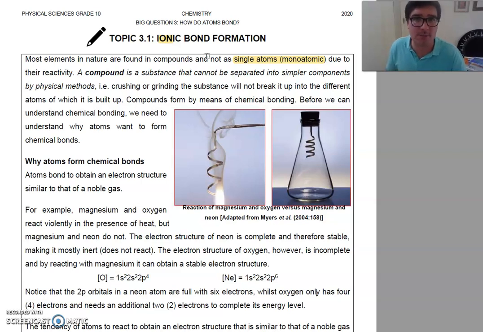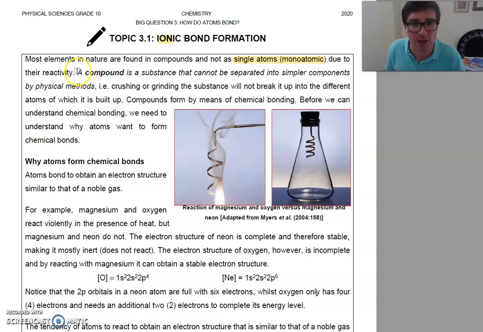So even if there was a piece of magnesium that for some reason was unreactive, the moment it comes into contact with oxygen or with water, it will react and form a compound like magnesium oxide or magnesium hydroxide. So therefore, most of our elements we don't find in their elemental form as single atoms. We find them in compounds.